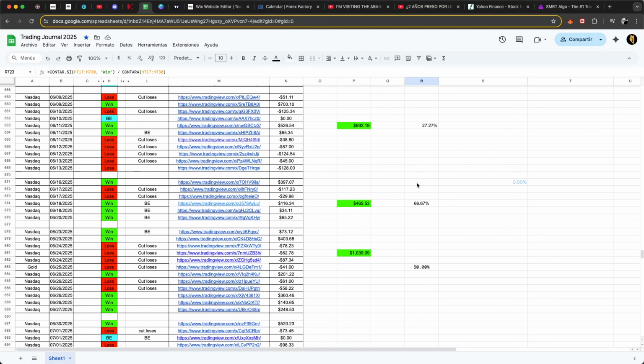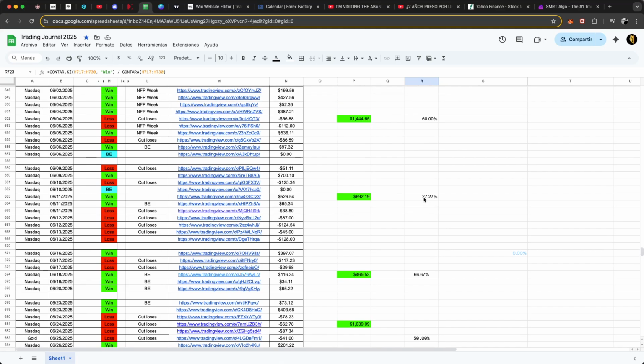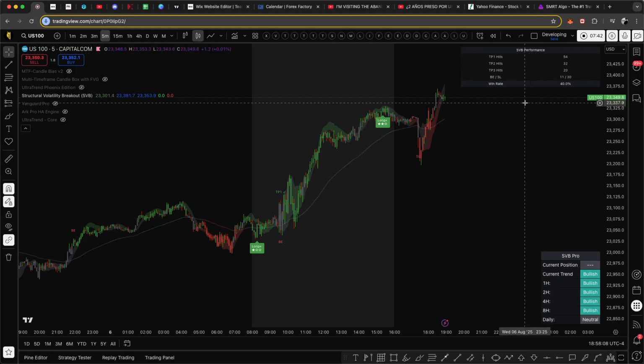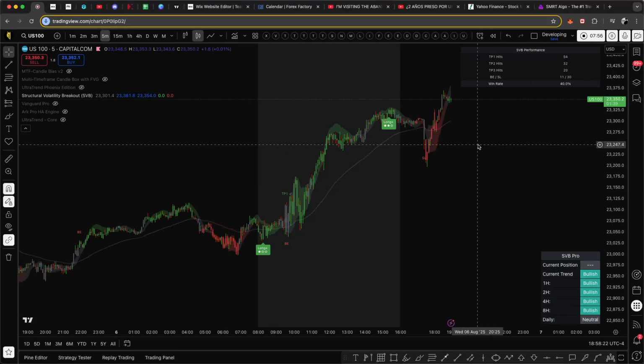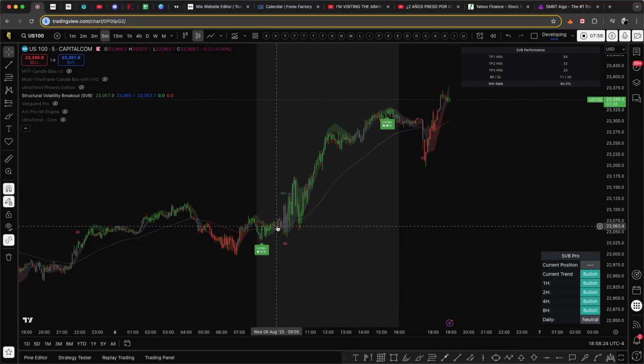So you see, I have good weeks, bad weeks. Even this 27% win rate. Look at this. I have more losses than I have wins, and I was still able to close with profits. So what does this mean? Well, I don't give a damn about win rate. The win rate is not an issue, right? It's the risk management. You have to understand the risk management is probably one of the biggest things that you have to understand.